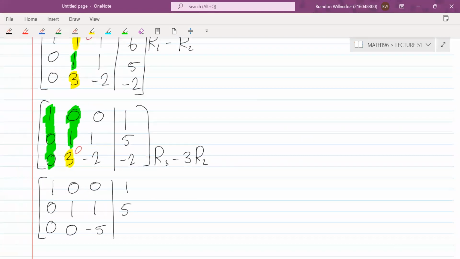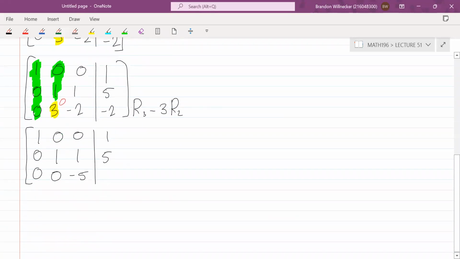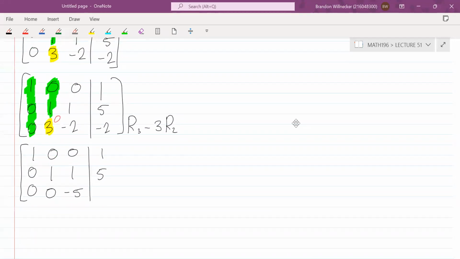Let me just check here. Yeah, so we're going to take this minus 2 and minus 3 times row 2. So it's going to be minus 2 minus 3 times 5. So minus 2 minus 15 is minus 17.